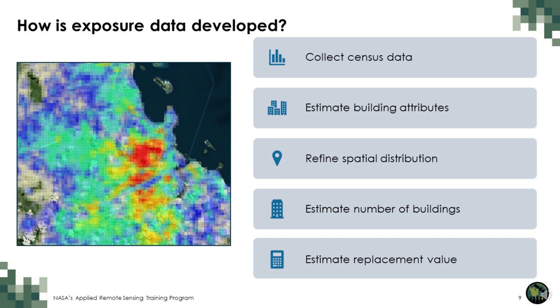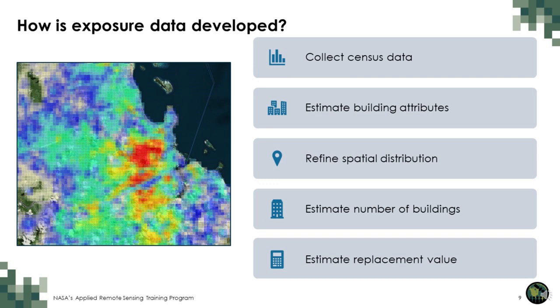Estimate the number of buildings. That can be as simple as looking at the number of people and the number of people per household and estimating the number of households and then estimating the number of buildings from that. But you can also adjust that regionally based on what building patterns you're seeing in an area. And then last is to estimate the replacement value, which can be quite difficult given development practices in various countries and even what's meant by replacement value.